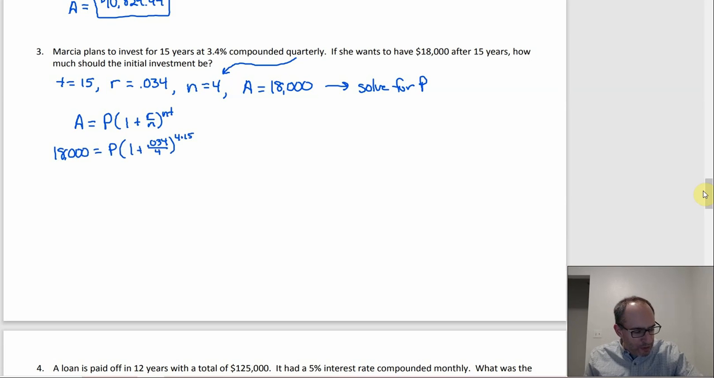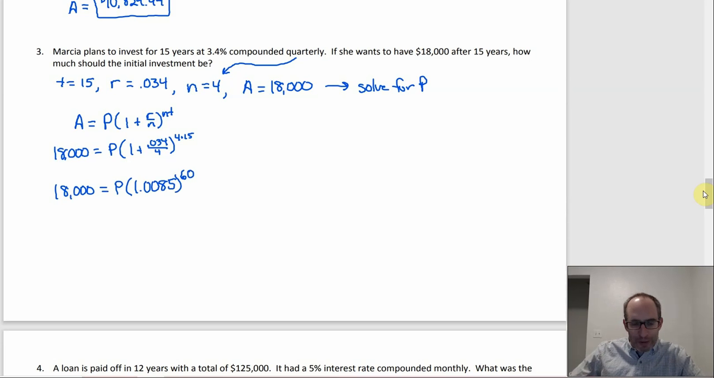All right, so then we've got that 18,000 equals P times, and the thing in parentheses is 1.0085 if you do the division, and then I guess add that value to 1. And then we're going to raise that to the 60th power. If you're going to avoid rounding intermediate steps, then I guess you would divide both sides just by this expression, the 1.0085 to the 60th power.